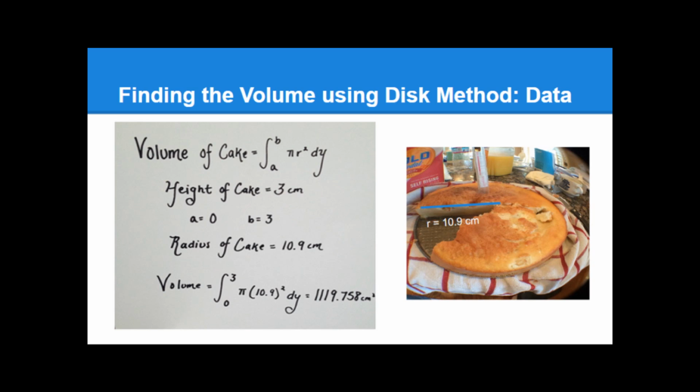When we put all these values into our equation, we get that the volume is equal to the integral from 0 to 3 of pi times 10.9 squared dy, which is equal to 1,119.758 centimeters cubed.